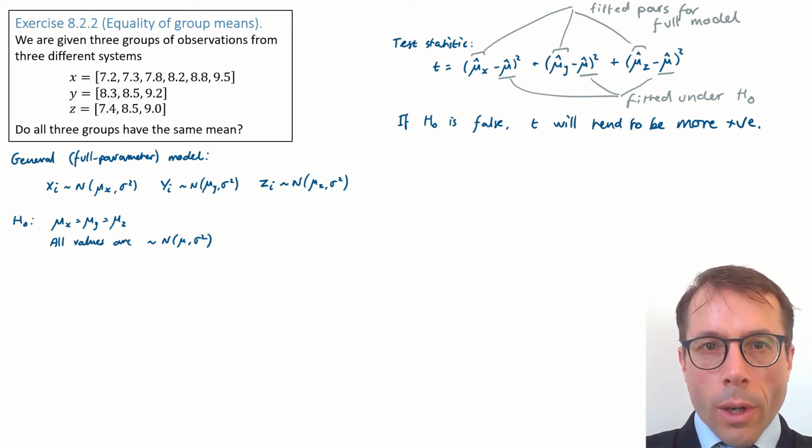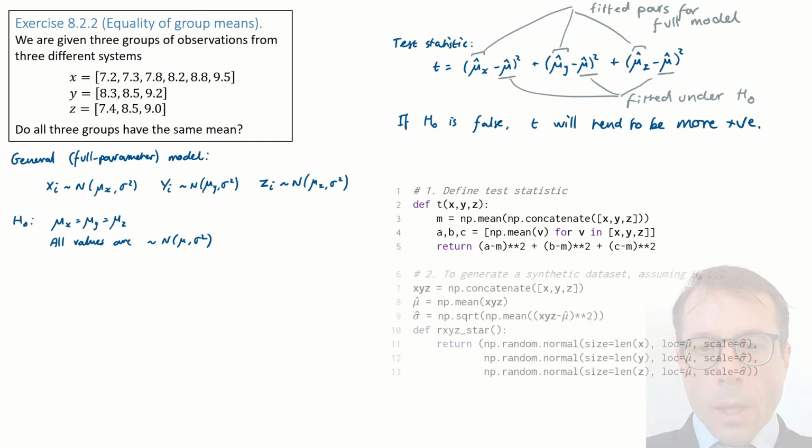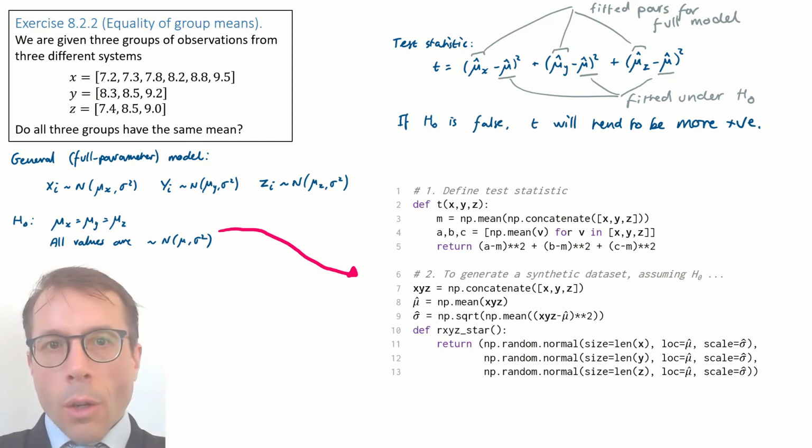Okay, so we're ready to code. Fisher's first step, define the test statistic. This is just turning our formula for T into code. Next step, write a function to generate a synthetic dataset assuming H0 to be true. Remember, H0 said that all values in the whole dataset are drawn from the same normal of mu sigma squared distribution, so I just find maximum likelihood estimators for mu and sigma, and I generate a synthetic dataset from them. My synthetic dataset has to have 3 groups of readings, just as the original dataset does.